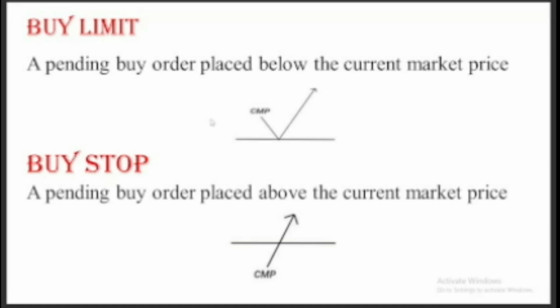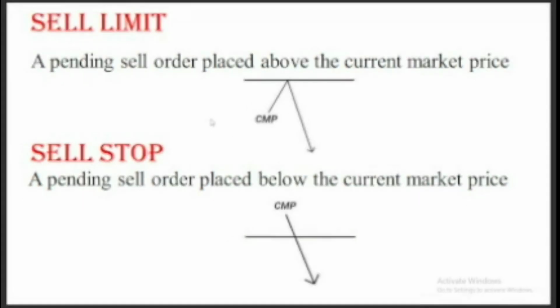So for buy stop, it's a pending buy order placed above the current market price. Okay, that is, the current market price is way below, but you place an order above the current market price. So once price continues going up, your order will be triggered while price is coming up. So that is for buy stop.